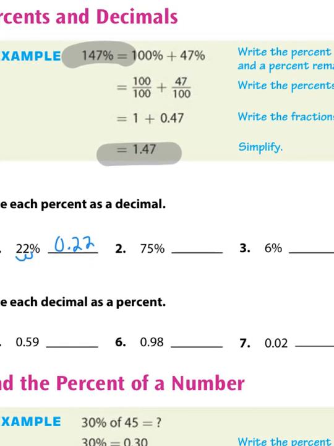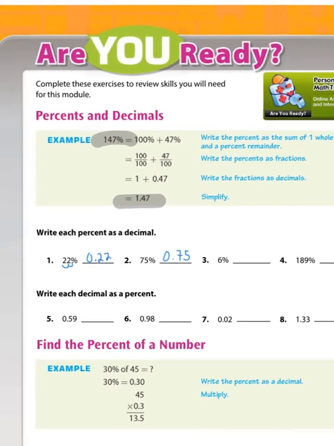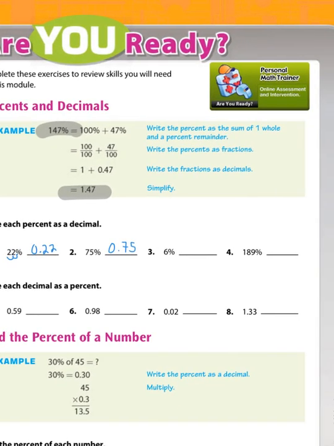The second one, we would have 0.75. All right, pause the video, see if you can do 3 and 4 by yourself. Play it back to see if you got it right. All right, 3 is 0.06. 6%, when you move it another decimal place, you have to add a 0 in. And then number 4 is 1.89.